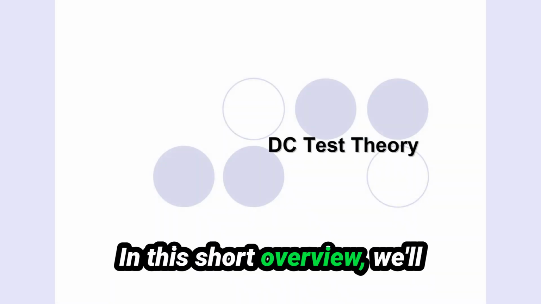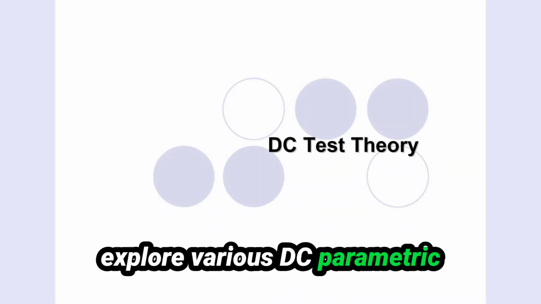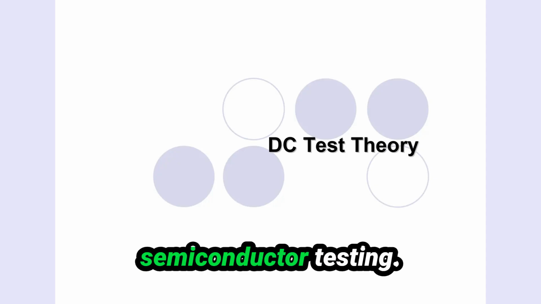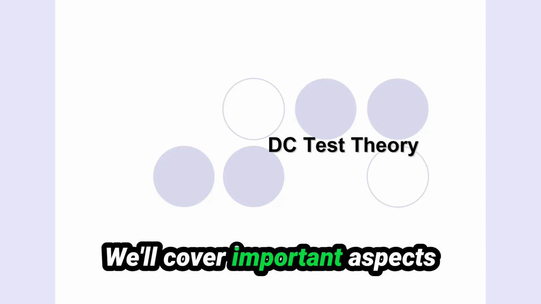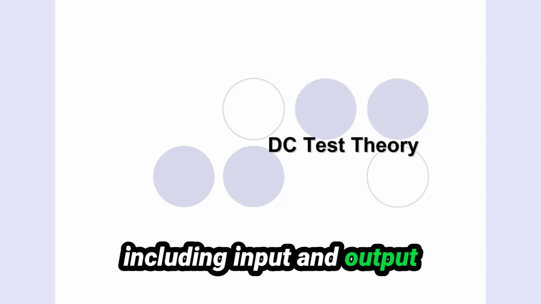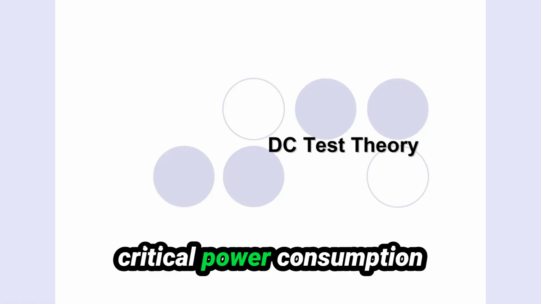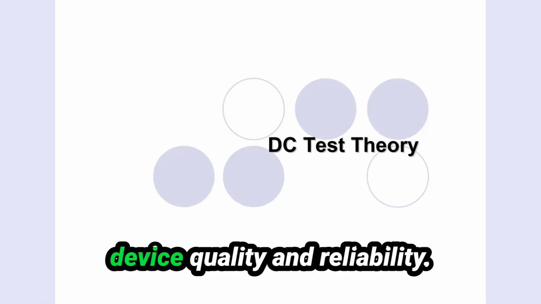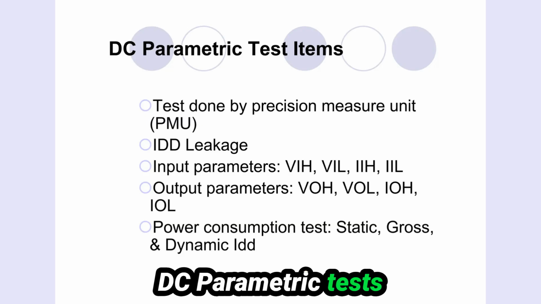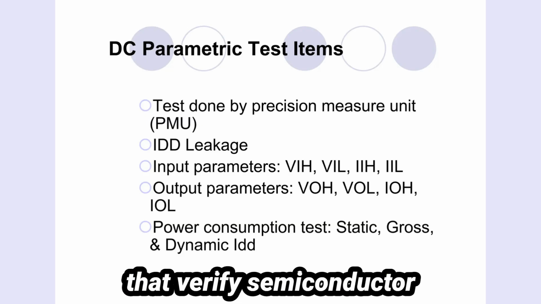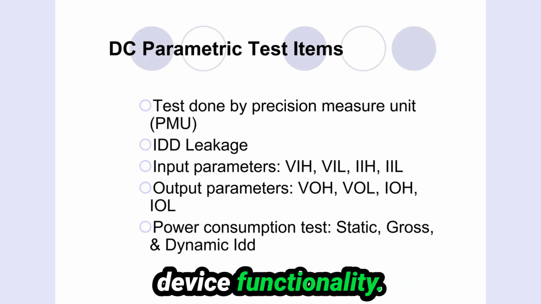In this short overview, we'll explore various DC parametric tests that are essential in semiconductor testing. We'll cover important aspects including input and output parameters, as well as critical power consumption measurements that ensure device quality and reliability. DC parametric tests encompass several crucial measurements that verify semiconductor device functionality.